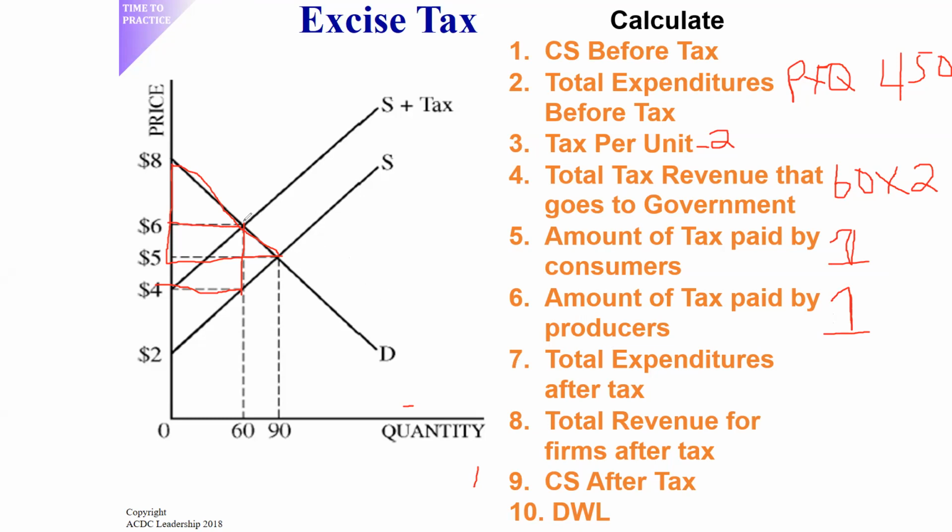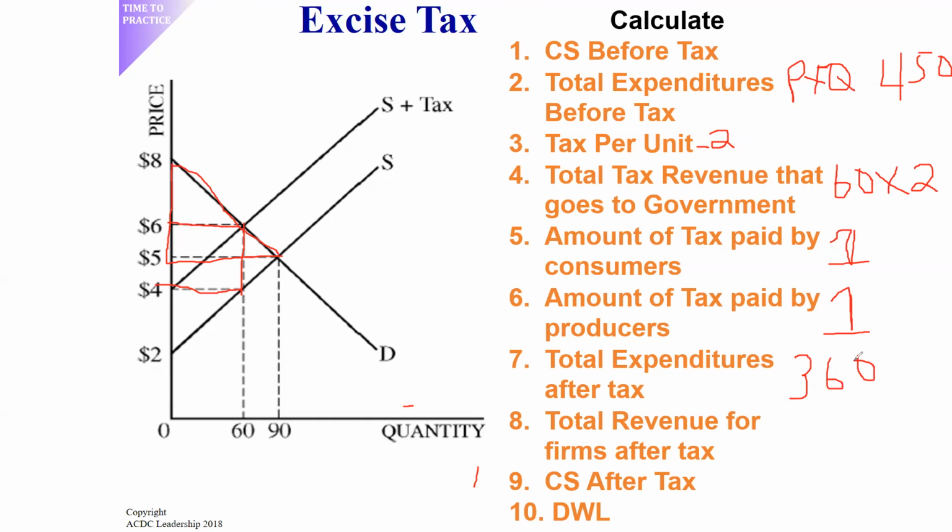Total expenditures after tax. I'm going to say 6 times 60 is 360. And that's the same for the total revenue for the firms after tax. Expenditures are going to equal revenues. Why? For every $1 spent, I make $1, or I get total revenue of $1. So they're going to equal.